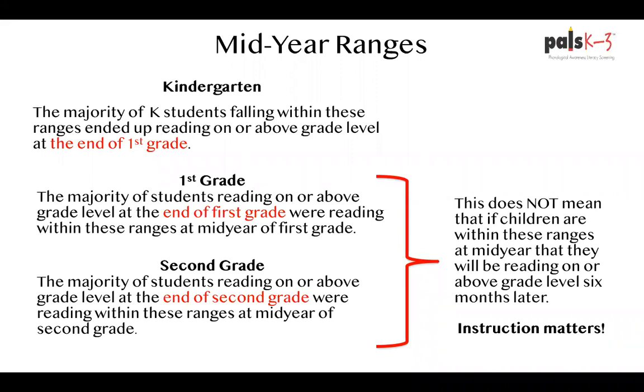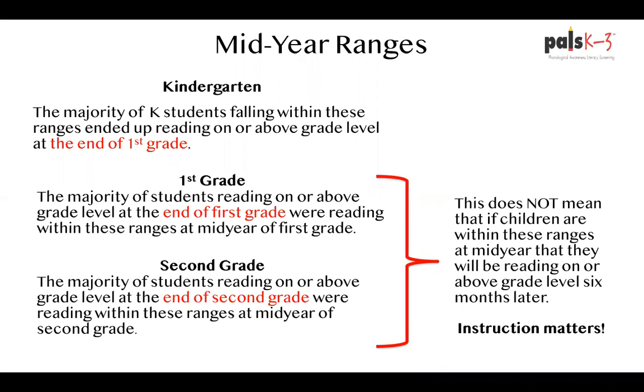So in kindergarten, let's start there. In kindergarten, the ranges were developed by looking at the majority. We took the majority of kindergarten students who were reading on or above grade level at the end of the year and looked back at where they were in mid-year in kindergarten.